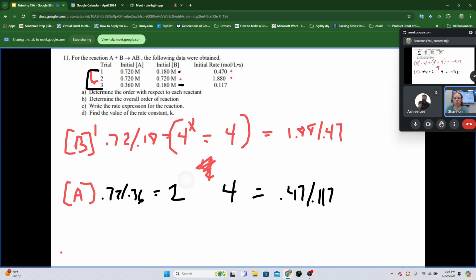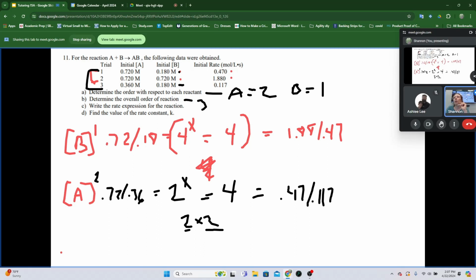Okay, so my x here is going to be 2 because it's 2 times 2. There's 2 2's that equal 4. So for A it's 2. So for my order then, A is 2 and B is 1. What is my overall order if A is 2 and B is 1? 3, right? 2 plus 1. So my overall order is 3.